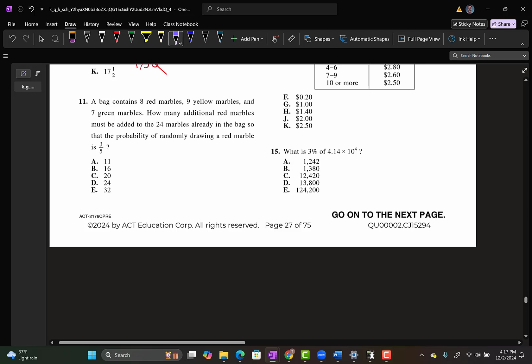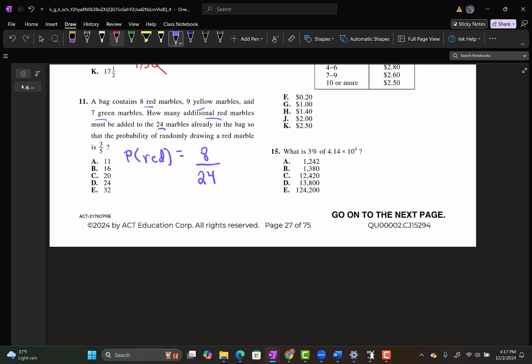Question 11. A bag contains 8 red marbles, 9 yellow, and 7 green. How many additional red marbles must be added to the 24 that are already in there so the probability of randomly drawing a red marble is 3 out of 5? Okay, so to start, the probability of a red in this problem is 8 out of 24. There's 8 red marbles. There's 24 total marbles. You could use algebra here. I like the idea of working backwards. We need that 8 out of 24 to equal 3/5. In fact, I think I will use some algebra.